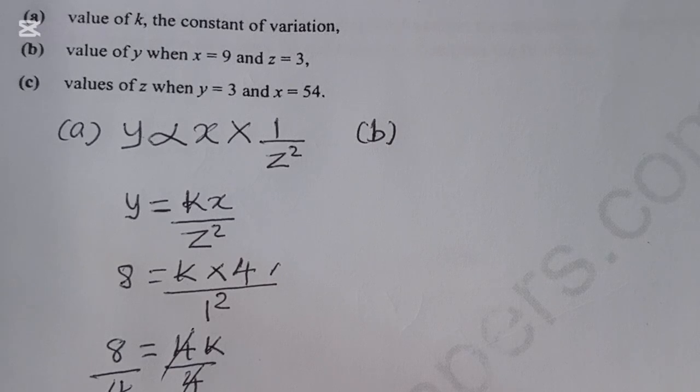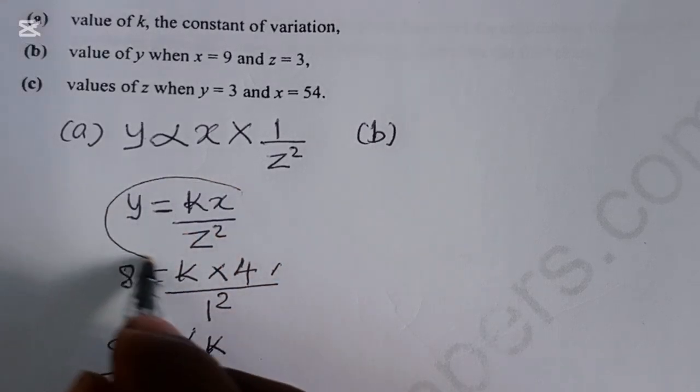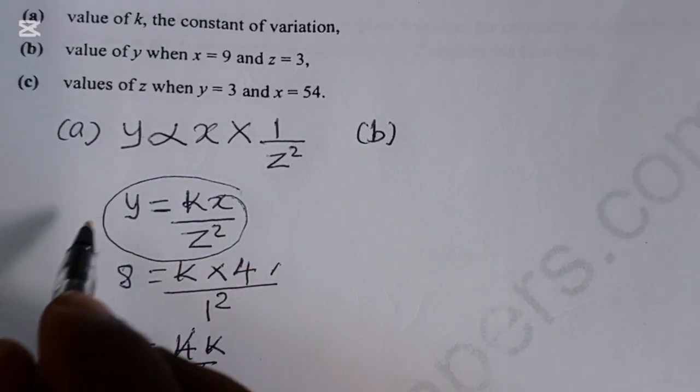So part B, find the value of y when x is equal to 9 and z is equal to 3. So remember that this is what we call the variation equation.